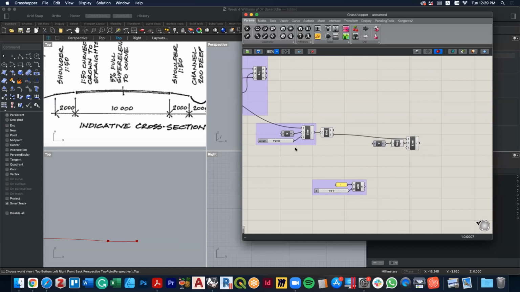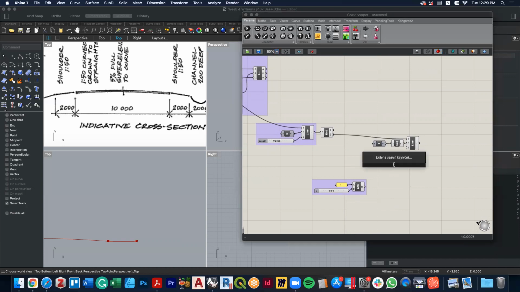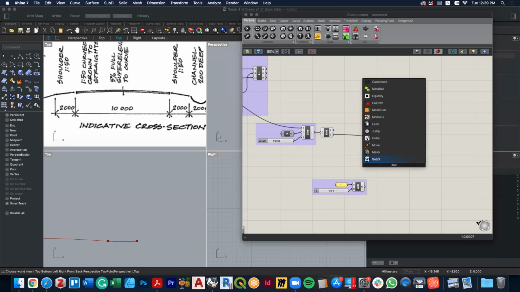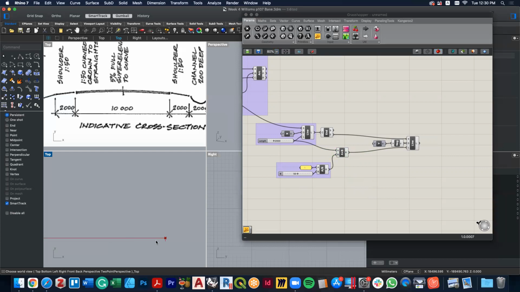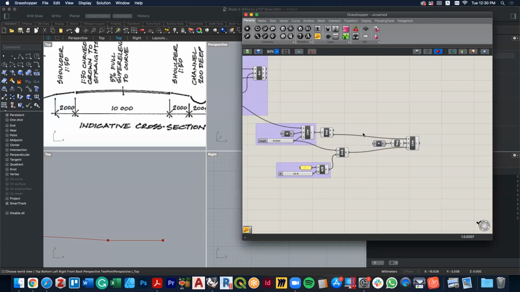We know what the L is, which is 2000. So if I get a multiplication, and I choose 2000 times the grade at 1:50, and then I can plug that in there, we should see that that line goes downwards, and there it is. And so I'm going to group those together again.